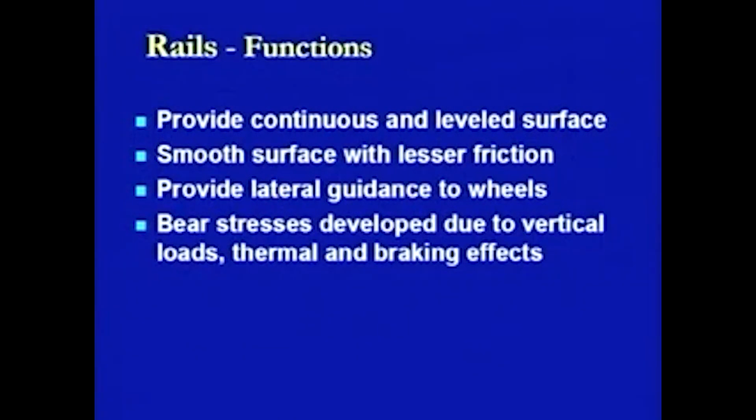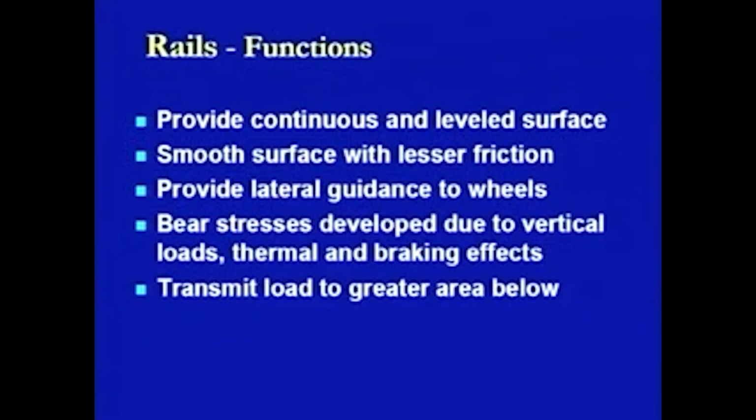Further, it bears stresses which are developed due to vertical loads, thermal loads or braking efforts. In the previous lectures, we have seen that there are stresses which are caused because of different reasons. All those stresses need to be counteracted or taken care of. The rail is the system which has to bear the stresses coming directly from the wheels to it. So, whatever type of stresses are being developed because of any of the reasons, it should be able to bear them without failure.